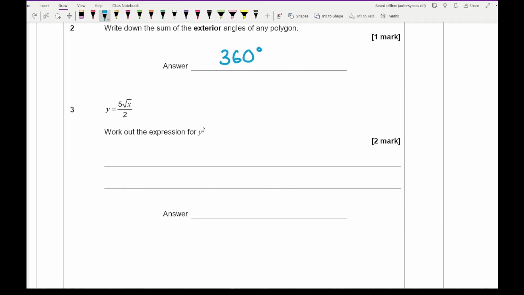For question 3, it says work out an expression for y squared, and we've been told that y equals 5 root x divided by 2. So for this we need to recognize that y squared is going to be equal to 5 root x over 2, all squared. Now when we're squaring a fraction we square both the numerator and the denominator, so 5 squared is going to be 25, root x squared is going to be x, and 2 squared is going to be 4, so y squared equals 25x over 4.